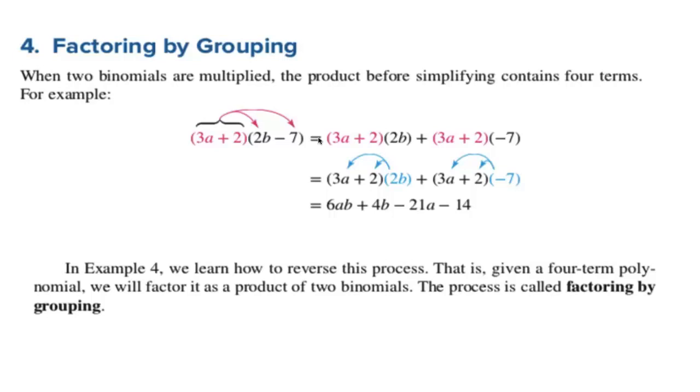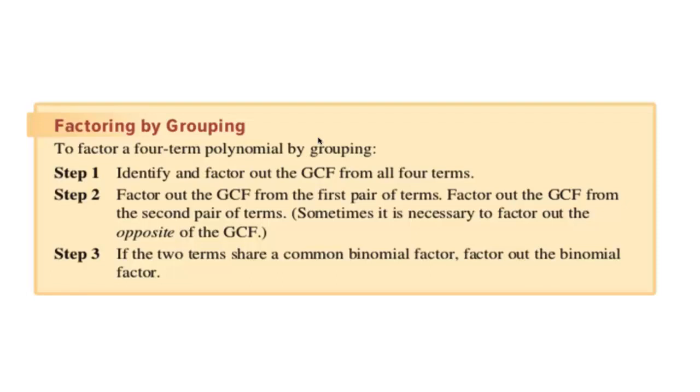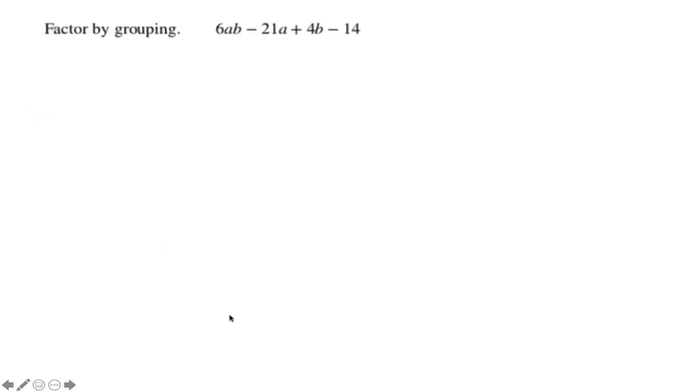So this is called factoring by grouping. When we factor, we always first have to find the GCF of everything and pull that out. That will simplify a lot of our work. After that, we have to find the GCF of the first pair of terms and also the second pair of terms, hoping that once we do that, we find a common factor that we can pull out at the end. So let's see some examples.